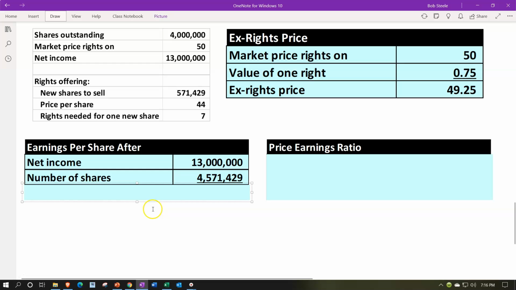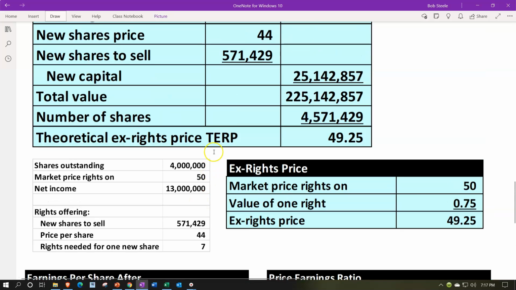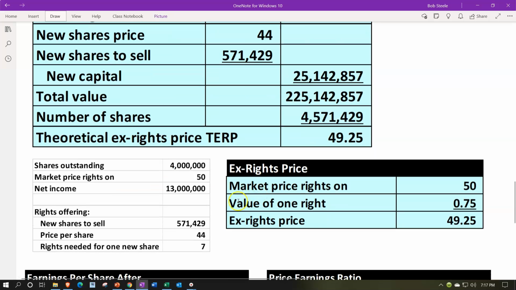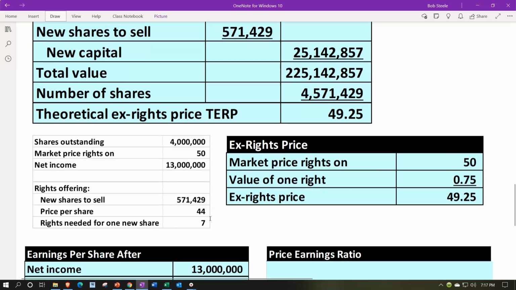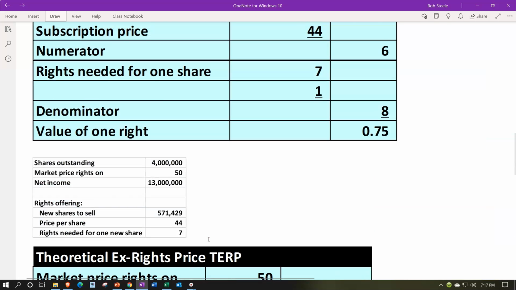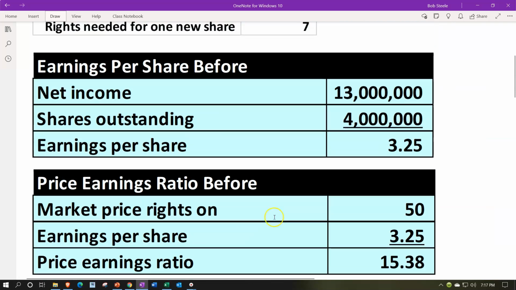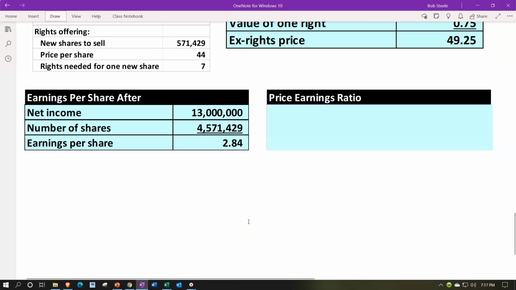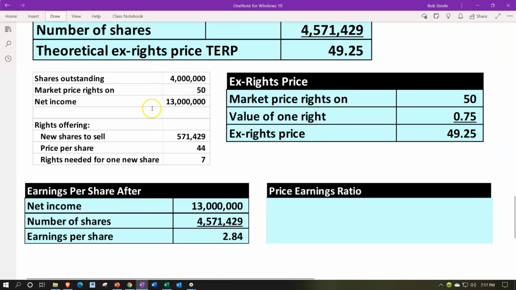So we got the net income, and if we take the number of shares, which is now increased, as we saw up top, it was 4 million. Now we added another 571,429 for 4,571,429. 13 million divided by that number gives us the 2.84. That 2.84 is, of course, lower than what we had before, which was 3.25. Now that makes perfect sense because it has to go down because the net income didn't change.